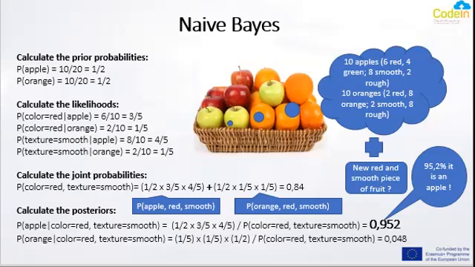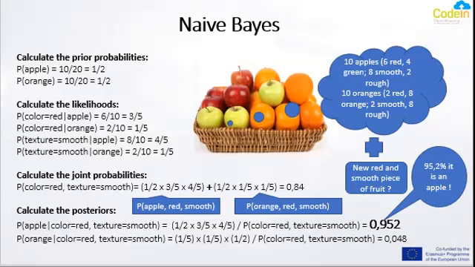Now, you have a new piece of fruit and you want to determine if it's an apple or an orange. The fruit is red and has a smooth texture. Here are the steps to calculate the prior probabilities, likelihoods, and posteriors for this scenario.